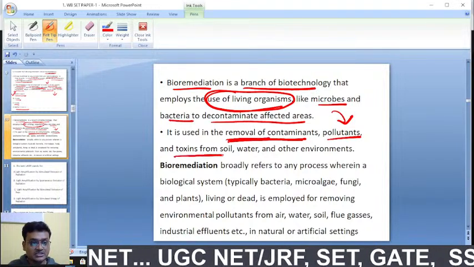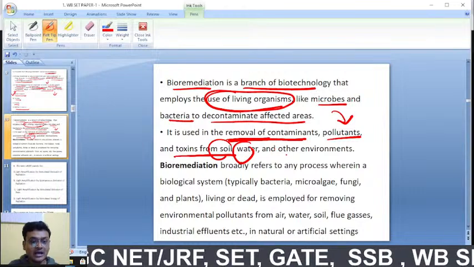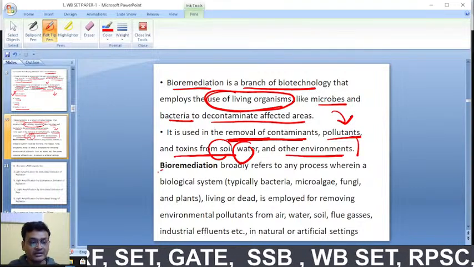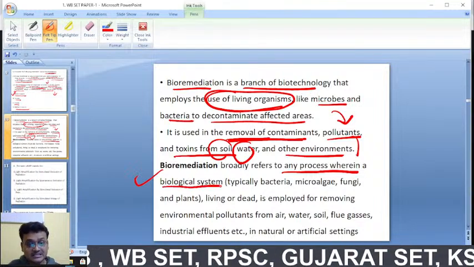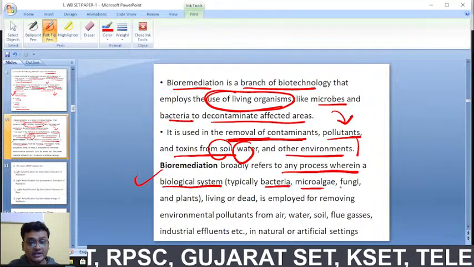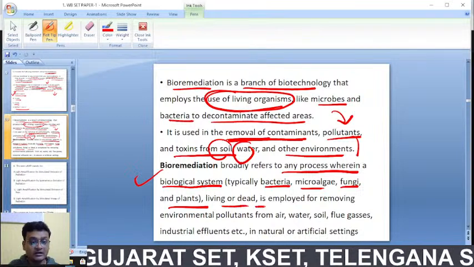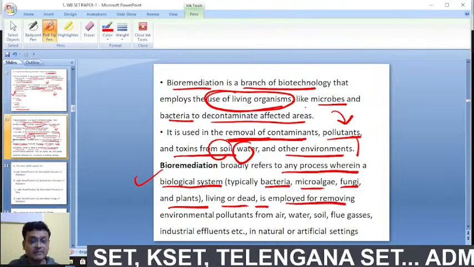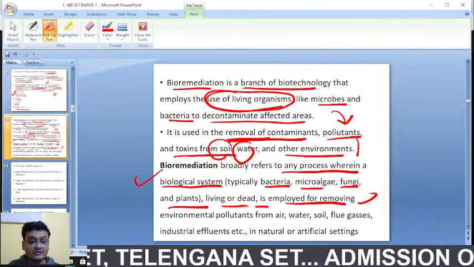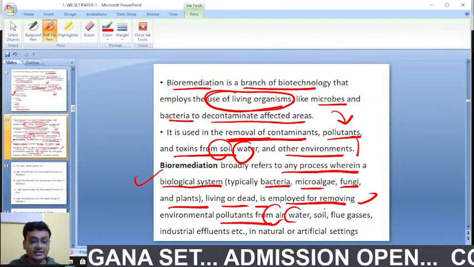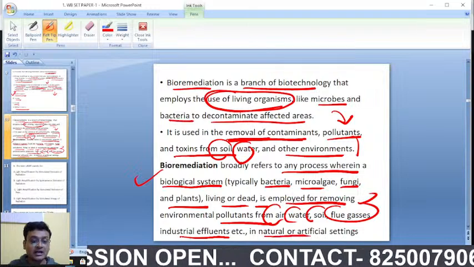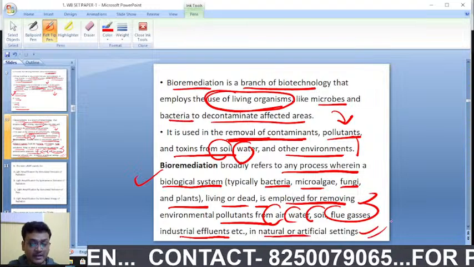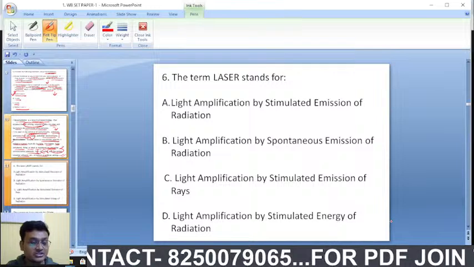Pollutants and toxins are removed from the soil, from the water and other environments. Bioremediation broadly refers to any process wherein a biological system, typically bacteria, microalgae, fungi and plants, living or dead, is employed. That is, microorganisms are employed for removing environmental pollutants from air, water, soil, fuel gases and industrial effluents in natural and artificial settings. That is bioremediation.